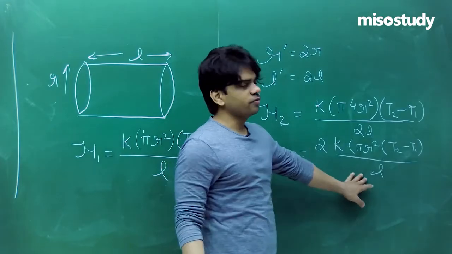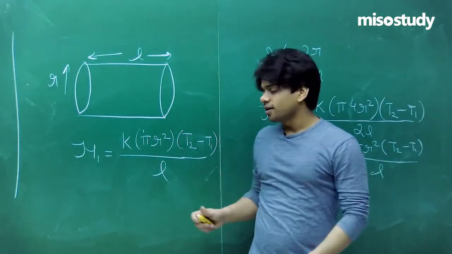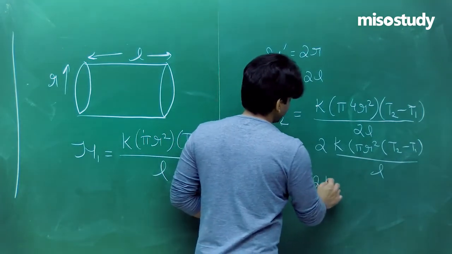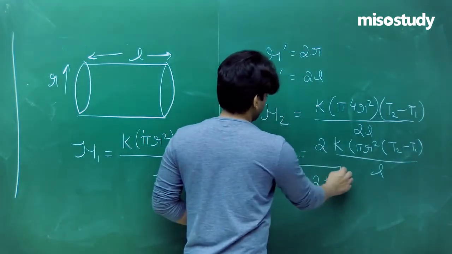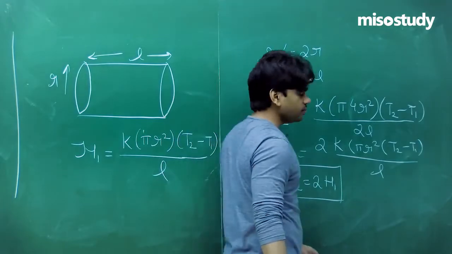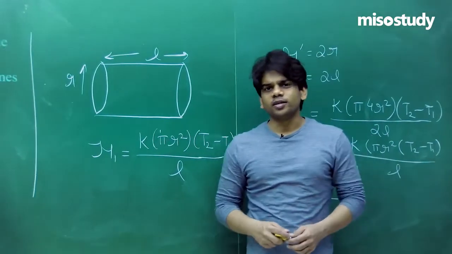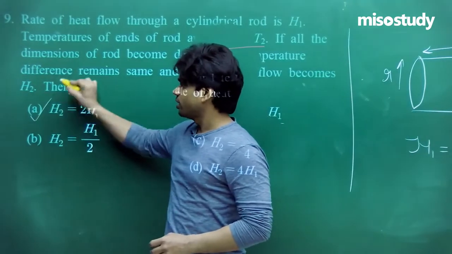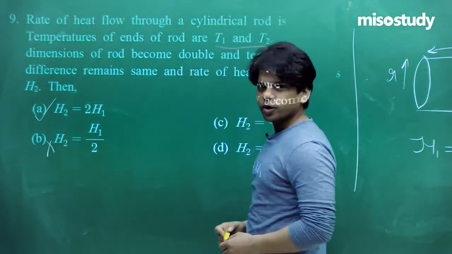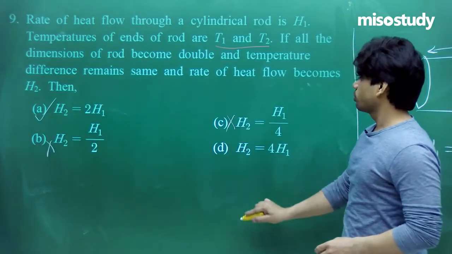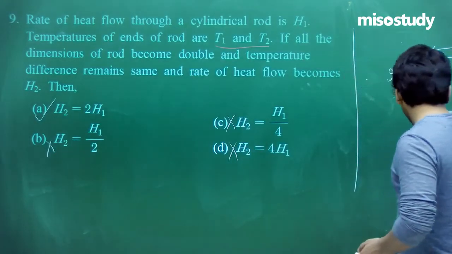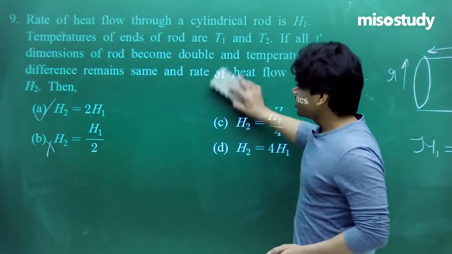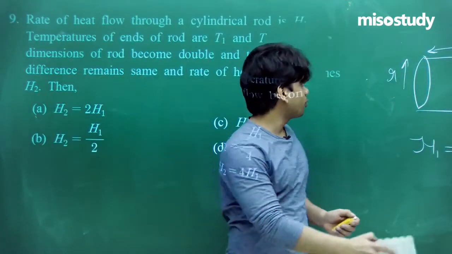Clearly this value is H1, we have already known that its value is H1. Substitute this as H1, you will get H2 is equal to twice of H1 for this case. Let's see how they are related. Option A, H2 equal to twice of H1, yes. B, H2 equals H1 by 2, no. C, H2 equals H1 by 4, no. D, H2 equals 4H1, that is incorrect. Hope that you have got how to do such kind of question.